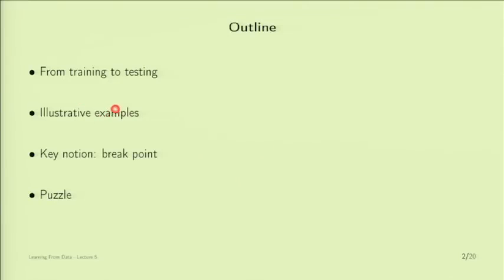And after I give you a number of examples to make sure that the notion is clear, we are going to introduce the key notion, the breakpoint. And the breakpoint is the one that will later result in the VC dimension, the main notion in the theory of learning. And finally, I end up with a puzzle. It's an interesting puzzle that will hopefully fix the ideas that we talked about in the lecture.